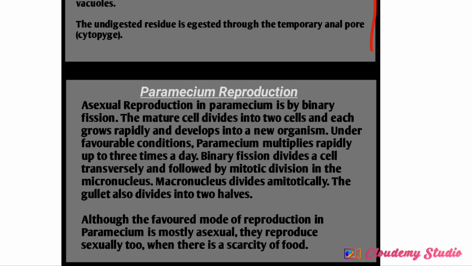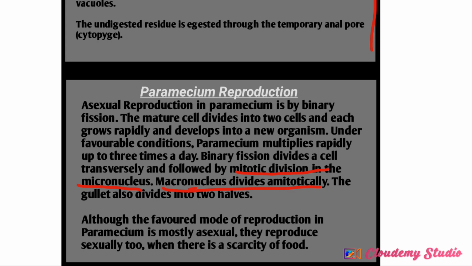They can divide by binary fission, that is asexually, and they can divide sexually. During asexual reproduction, the cell divides, and the micronucleus divides mitotically, while the macronucleus divides amitotically. Please, that should be noted. The micronucleus divides mitotically and the macronucleus divides amitotically.